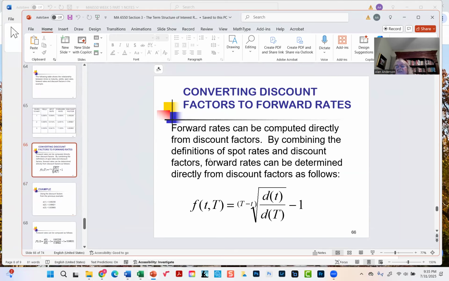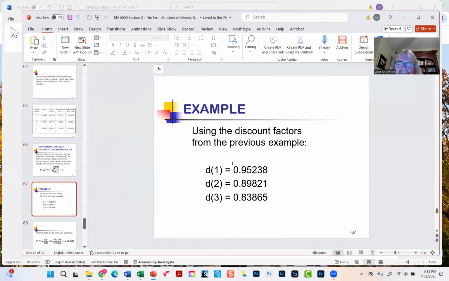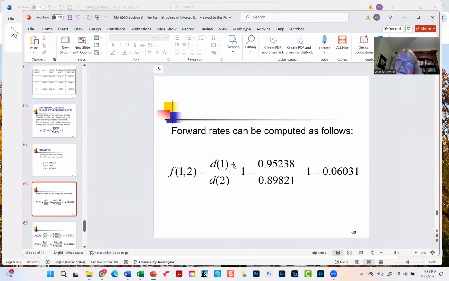Now, we could actually, as it turns out, because of the relationship with spot rates, you could in principle calculate the forward rates directly from the discount factors, but you don't see that very often. I mean, it can be done. We're not going to focus on that here, but you should probably be aware that if you do go ahead and do this, and here's some examples, you'll see it will work out to the exact same numbers.